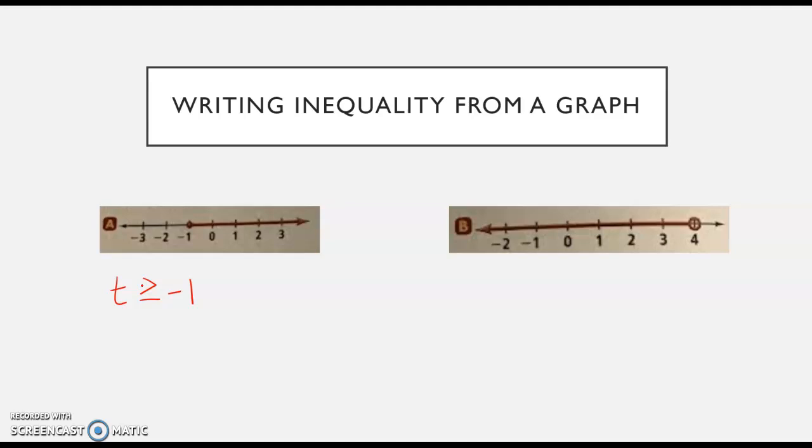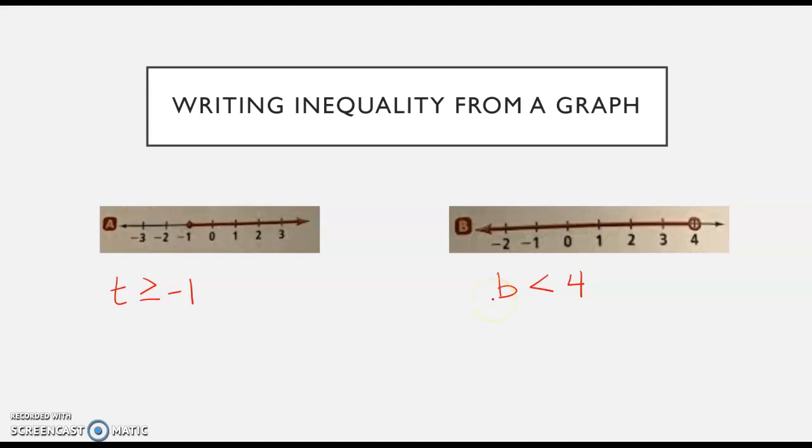And then that's it. So let's say over here we've got b. And I've got the number, my dot is at the 4. It is not filled in, it is open, and we are going to the left. So we are all the numbers less than 4. So I'm going to go less than 4. And that's it. We have written our inequality based off of the graph given to us.